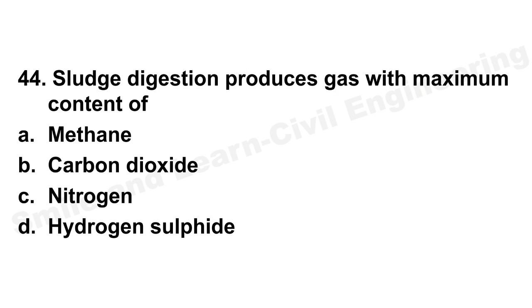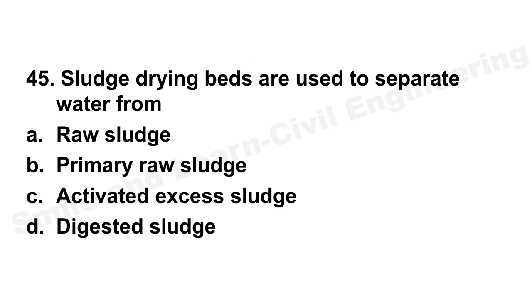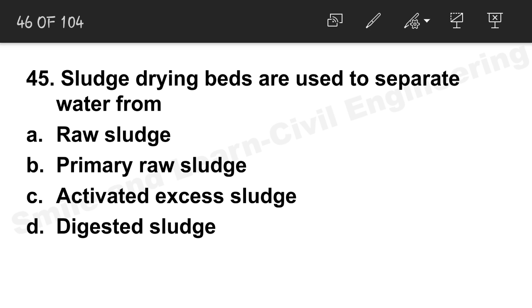Question number 44. Sludge digestion produces gas with maximum. We have already done this question. Methane is the correct answer. You all know this, we have just done it in this paper. It's a repeat question. Question number 45. Sludge drying beds are used to separate water from. So sludge drying beds, what do they do?